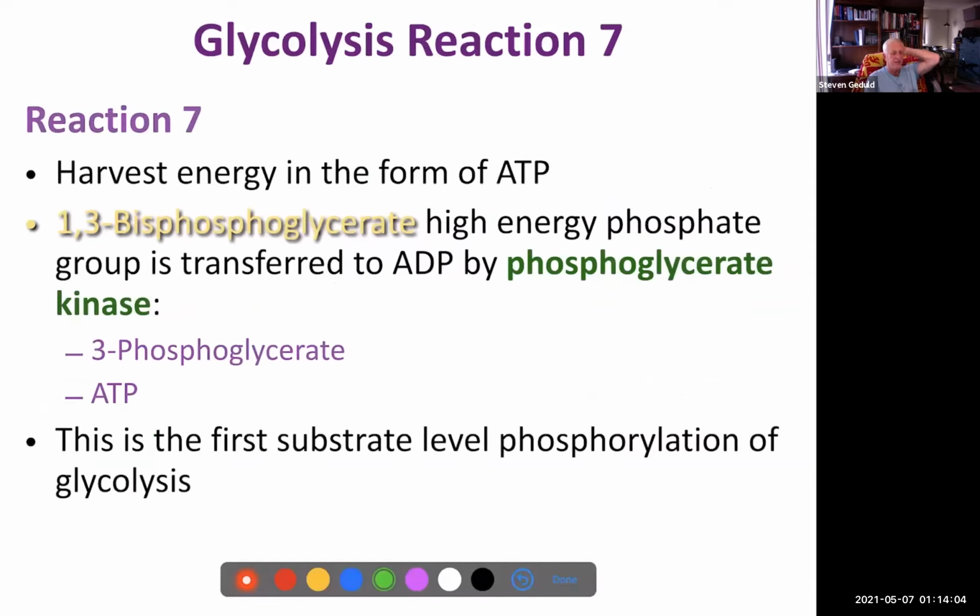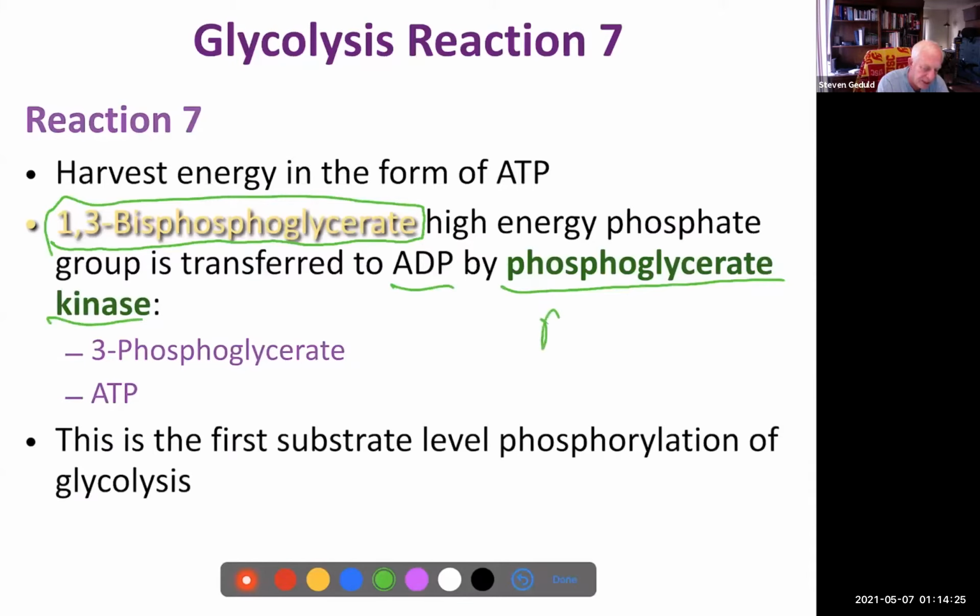Okay. In reaction 7, now we start making energy in the form of ATP. We have 1,3-bisphosphoglycerate. Okay, that's what we formed in the last step. The high energy phosphate group is transferred to ADP by phosphoglycerate kinase. So now we're transferring that high energy bond, that phosphate group, back to ADP. So we're taking ADP and we're forming ATP. So we're starting to form adenosine triphosphate. So it's 3-phosphoglycerate, right? Is what we're going to end up with. And ATP, you're still having 1 phosphate group on it. This is the first substrate level phosphorylation of glycolysis.